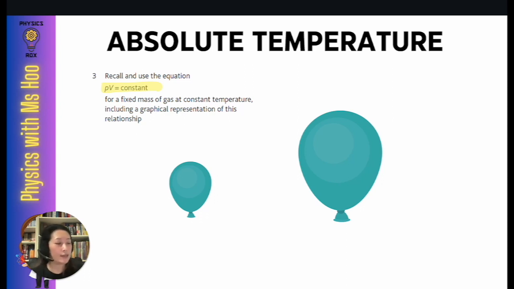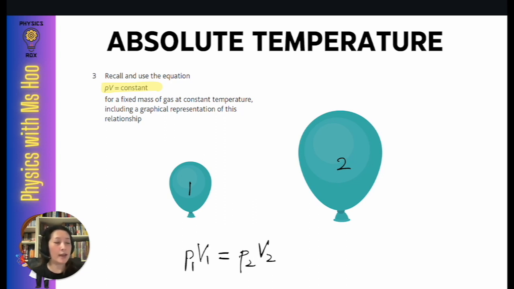So say this is the first situation and second situation of the exact same balloon with the same mass of gas inside. This first balloon will have a certain value of pressure and volume, and the second balloon also has its own pressure and volume. You need to be aware that because PV equals a constant, therefore P1 V1 equals P2 V2.